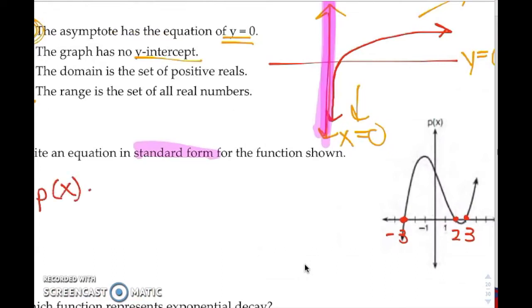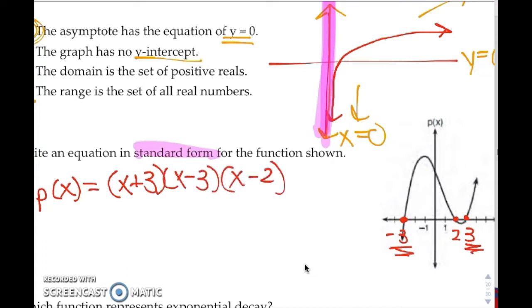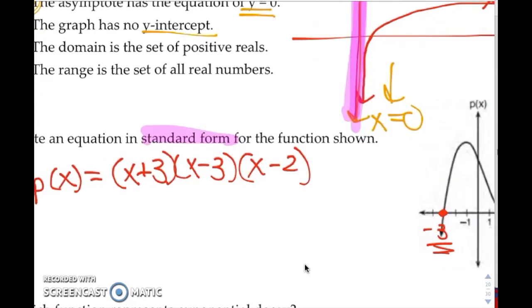So remember, write an equation means I need a p of x equals. And then this would be x plus 3 for this one. And then this would be an x minus 3. And then an x minus 2. So remember, when you go into the factor, flip the sign. Now that is in factored form, it is not in standard form. So in standard form, we're going to need to multiply these together.